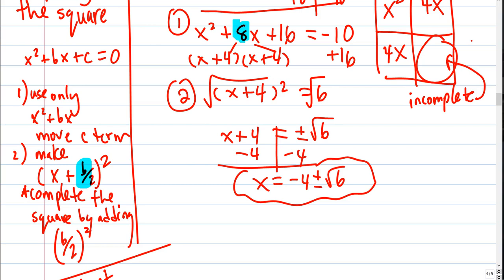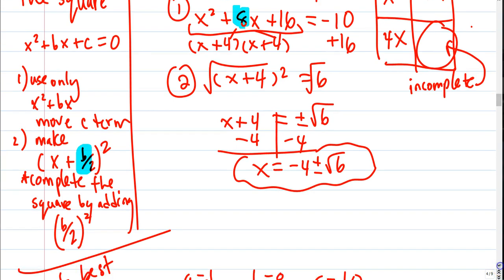I know it's kind of new, so they're going to ease in on this, but the idea is we take that b term, we split it in half, then we square it and add it to both sides. This whole group can turn into that perfect square, and then we can solve using inverse operations.